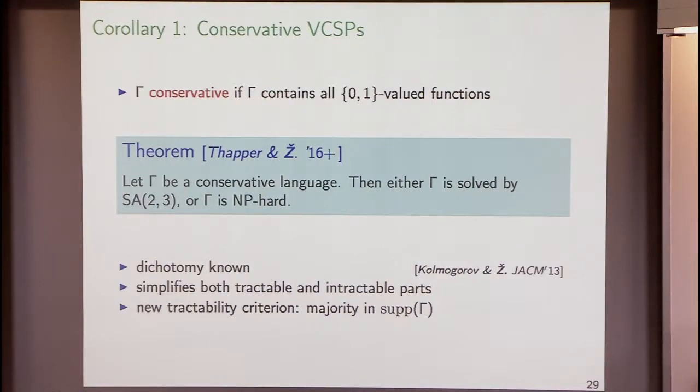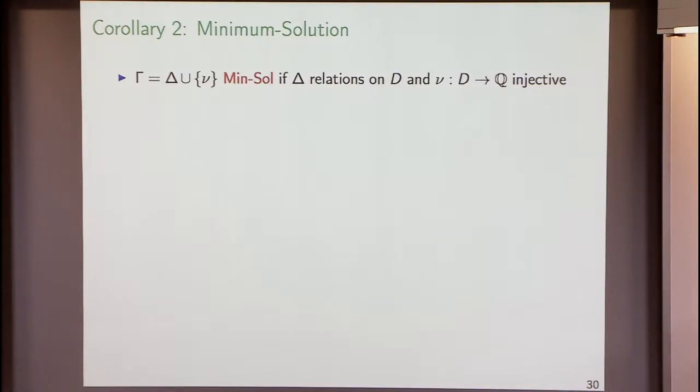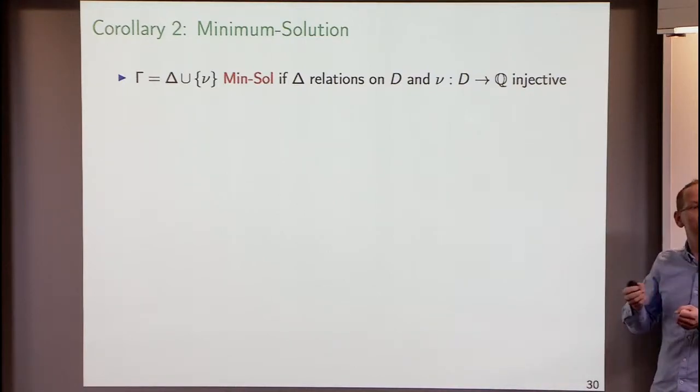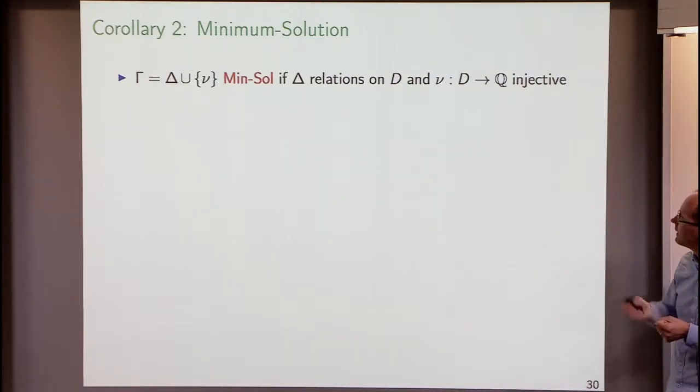And the second corollary is the class of problems known as minimum solution problems. So it's problems where you have only relations, so I would call them zero-infinity valued functions. And the only thing that allows you to do some optimization is, well, guess what? Injective unary function.